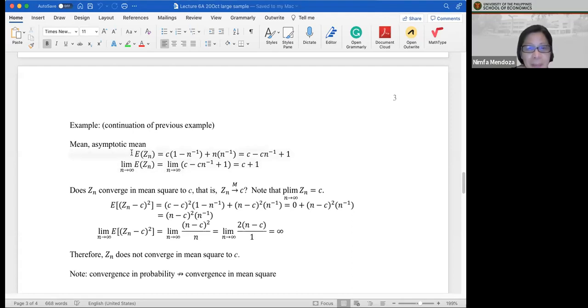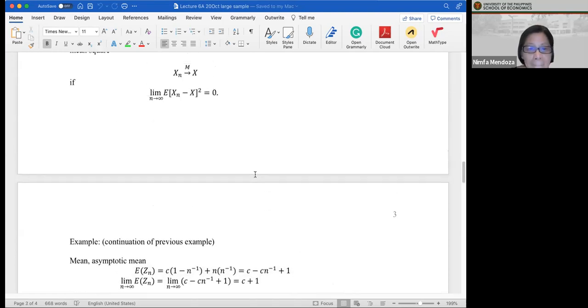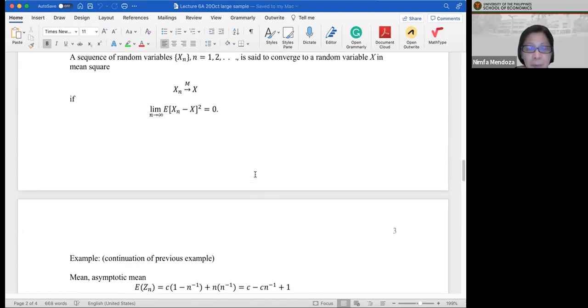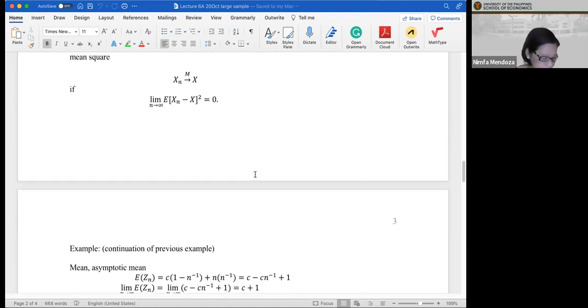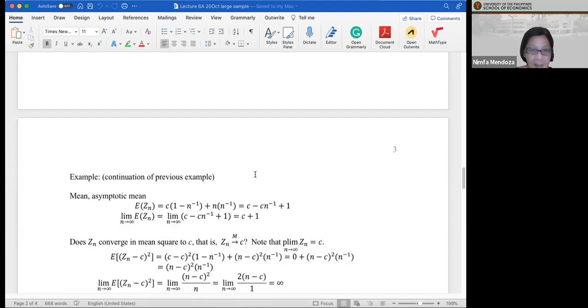So first is get the mean. What is the mean of C sub n? So note that, just use the formula for the mean. The expected value of a random variable x is the sum of x times the probability of x. Note that we have a discrete distribution.